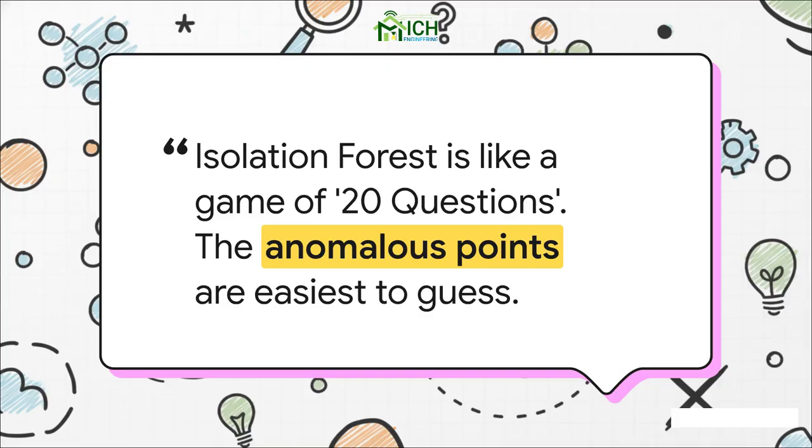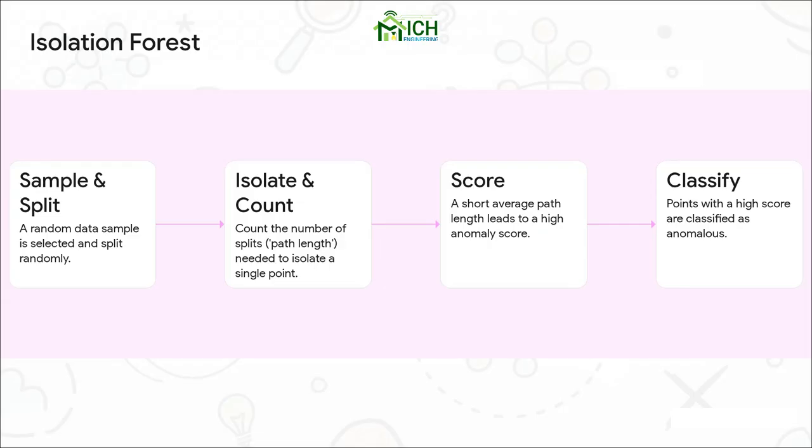The logic is just so simple. Real anomalies are rare and different, so it should be way easier to separate them from the crowd than any single ordinary data point. So, how does it actually work? Well, the algorithm just grabs a random chunk of data and starts making random cuts, or you could think of it as asking random questions, until a single data point is all by itself. And it does this over and over and over again.